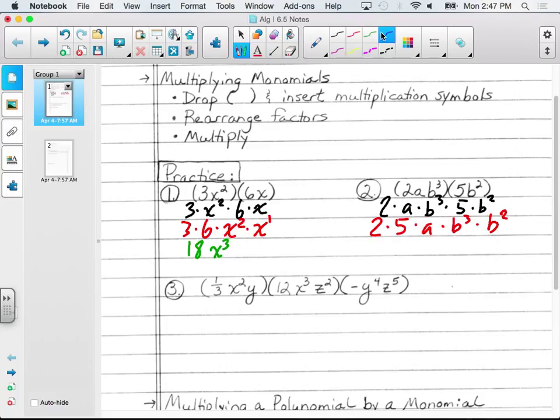Alright, so after we rearranged everything, we just multiply. So 2 times 5, 10. Is there anything that we can multiply a with? No. So we just have a, b cubed times b squared, b to the 5th power. b to the 5th. Right.